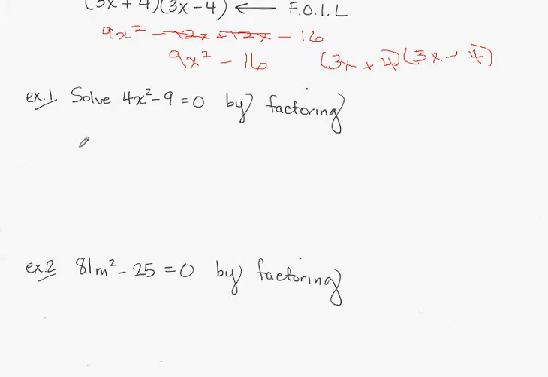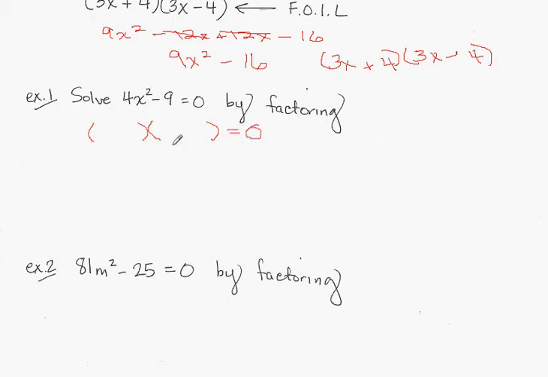You can see, if I look at this, I say, 4 is a perfect square and 9 is a perfect square. So this is a difference of two squares. So I should solve this by factoring with conjugates. So you just go make your two sets of parentheses.